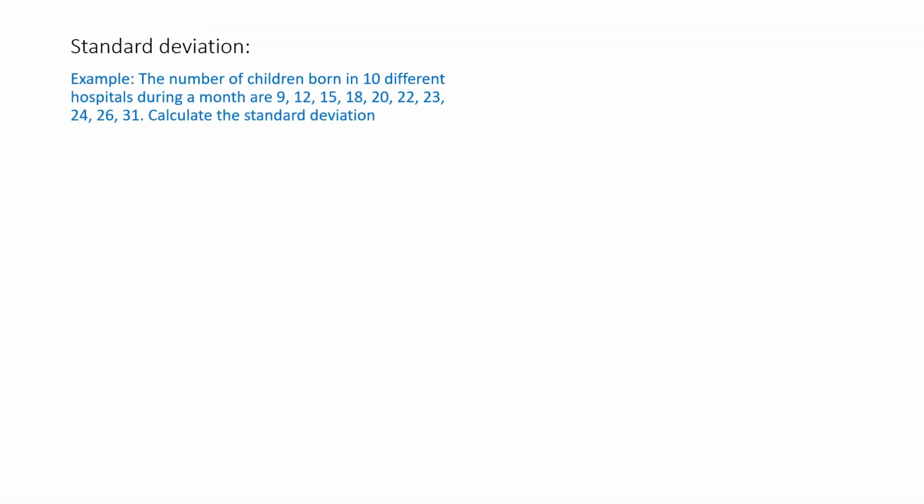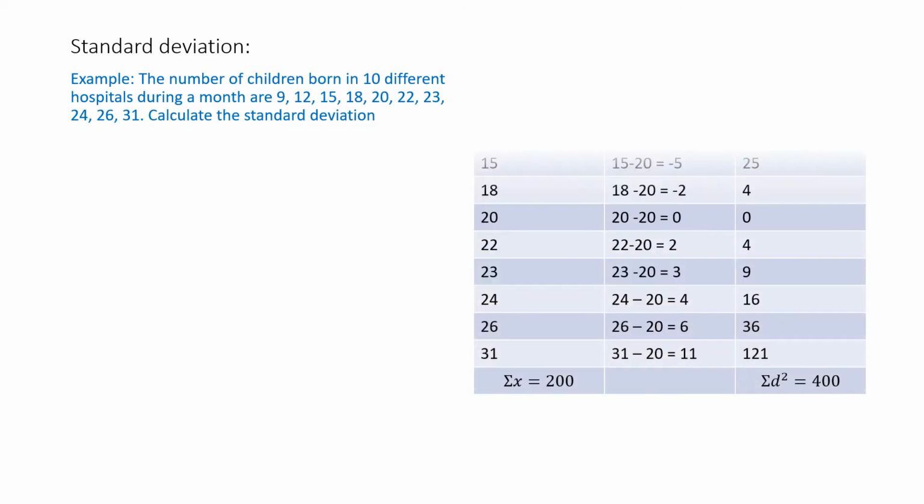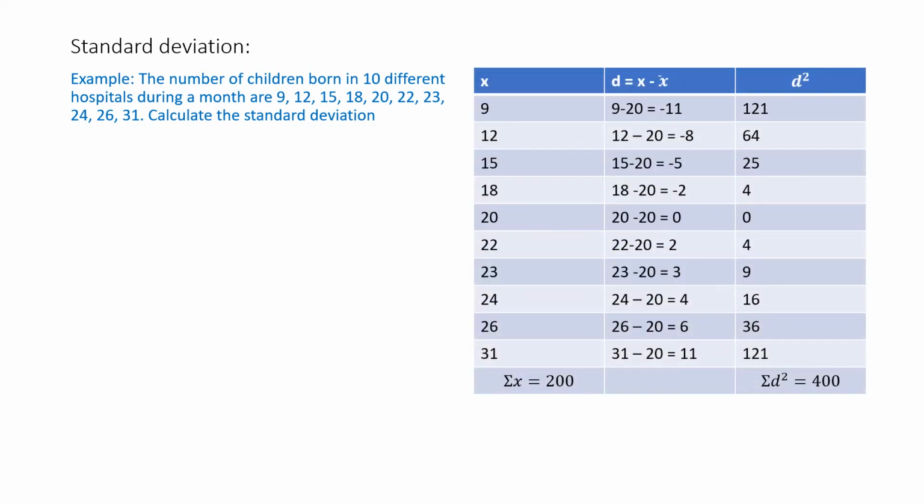Standard deviation. Example: the number of children born in 10 different hospitals during a month are 9, 12, 15, 18, 20, 22, 23, 24, 26 and 31. Calculate the standard deviation. For this solution, we use a tabular column.